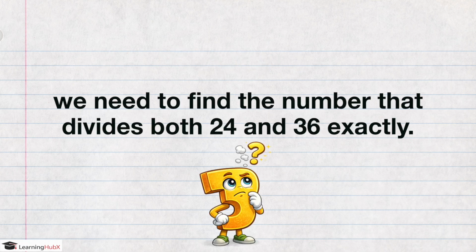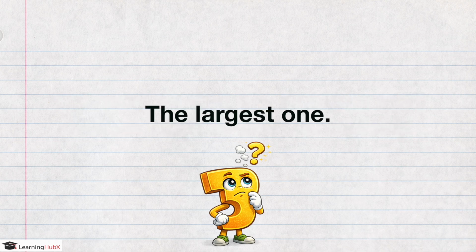To solve this, we need to find the number that divides both 24 and 36 exactly, and not just any number. The largest one. That number is called the highest common factor, or HCF.